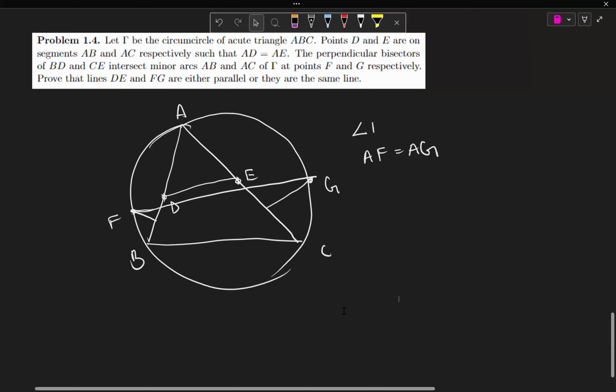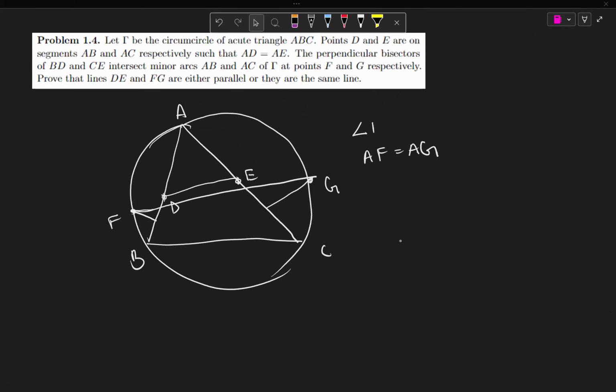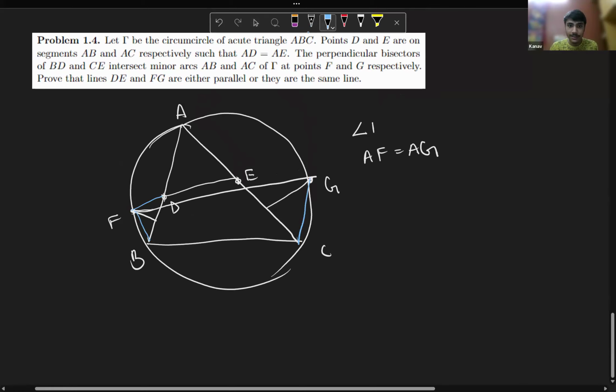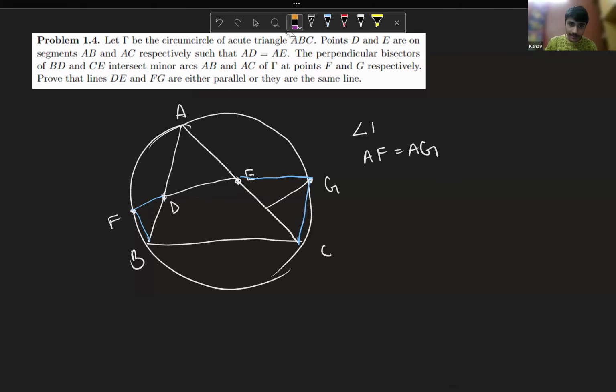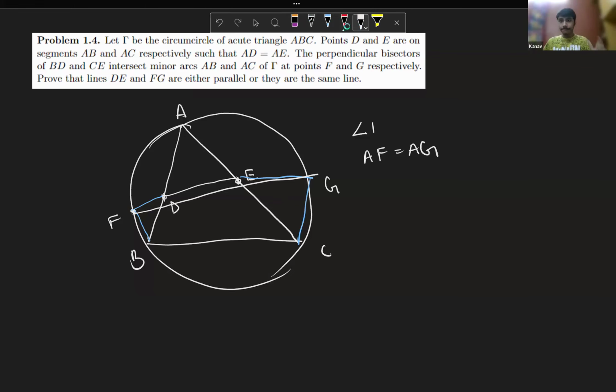I have an idea. Yeah, go ahead. If we extend FD and let it intersect at a point X on the circumcircle, and then... Stop. Okay, now that is the key idea. So we have FB equal to FD, and GC equal to GE. That's basically the perpendicular bisector condition. The perpendicular bisectors themselves are irrelevant. The only thing that's relevant is that FD is equal to FB and GE is equal to GC.